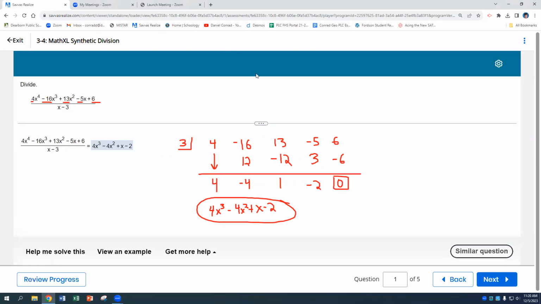Okay, fantastic. And just to keep in mind, you could write it as x minus 3 times our new answer, 4x to the 3rd minus 4x squared plus x minus 2. And that's going to equal all of this, 4x to the 4th minus 16x to the 3rd plus 13x squared minus 5x plus 6. Okay, let's look at another one though.